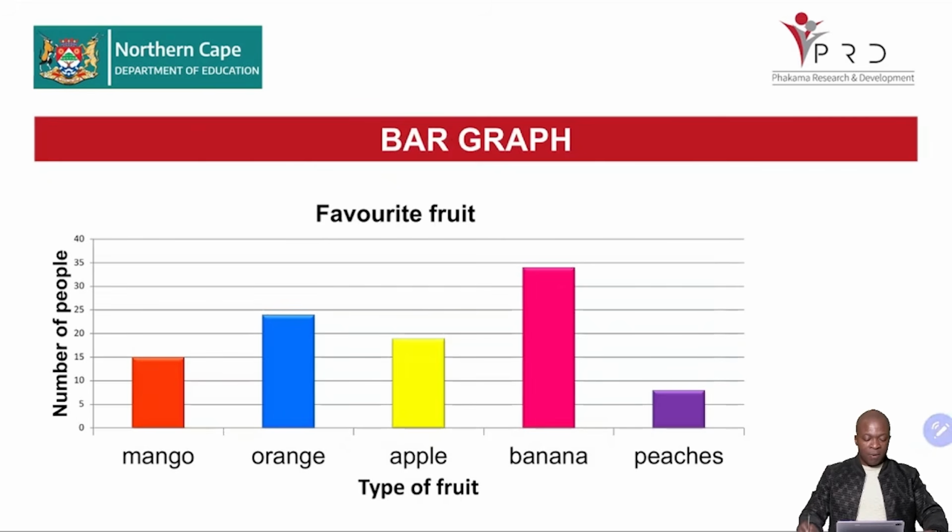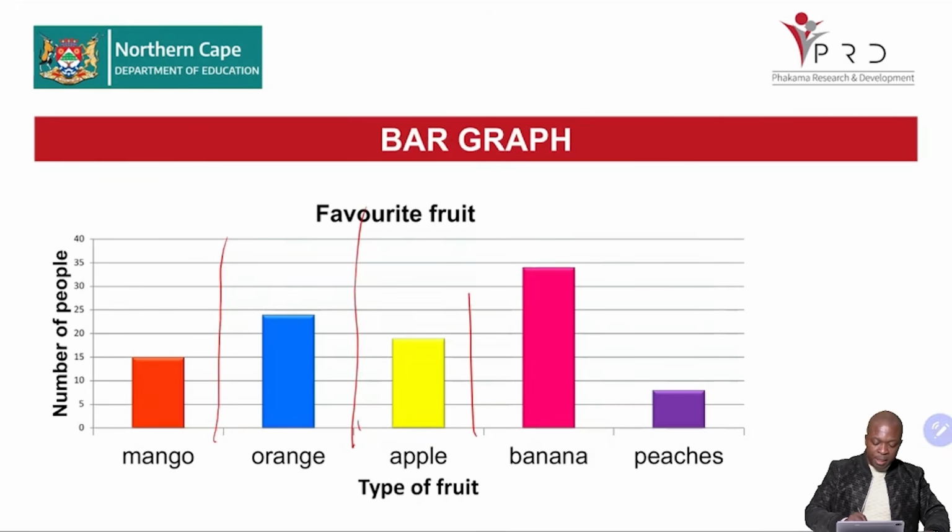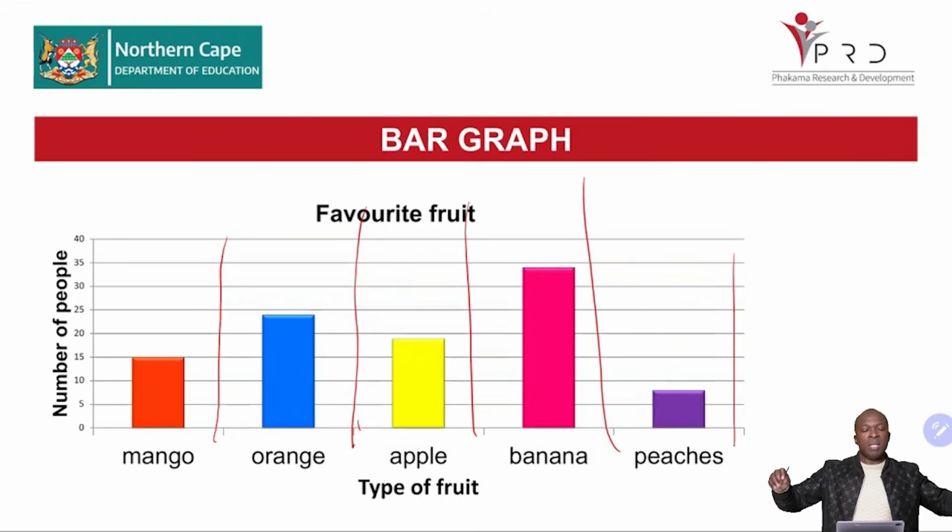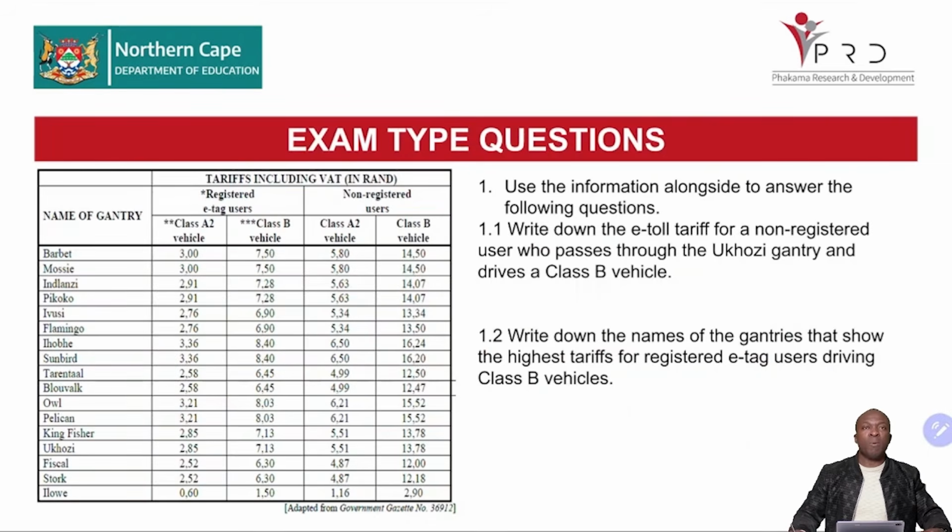So if it's a bar graph, do you realize that there are clearly defined spaces for them? There are spaces. So when they say draw a bar graph, this is something the examiner wants you to do. Now, let's look at real-time exam question papers. They're saying use the information alongside to answer the following questions.